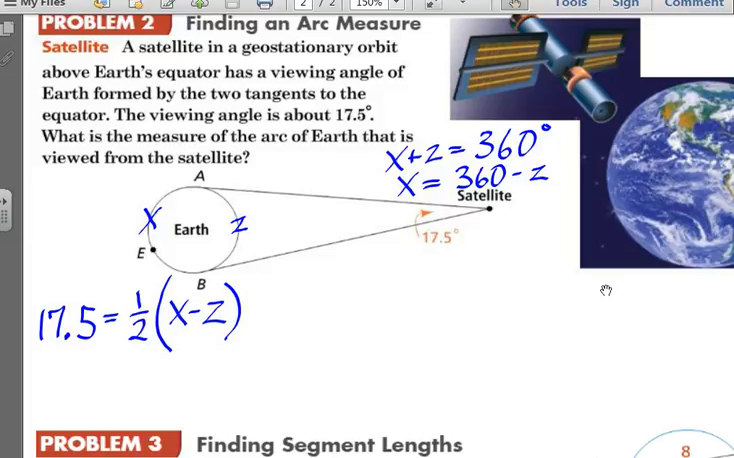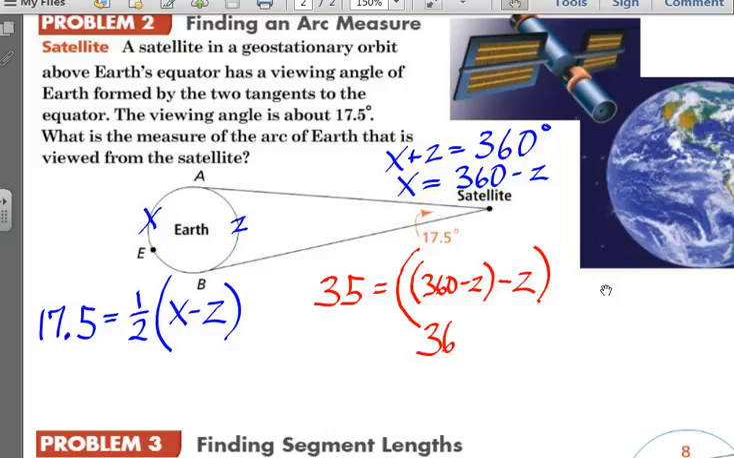Now I can rewrite my equation, but I'm going to go ahead and get rid of this 1/2 by doubling both sides. So double of 17.5 is 35. So we get 35 equals, now I replace my x with 360 minus z, minus z. Now you know where we're going. So now this right side becomes 360 minus 2z.